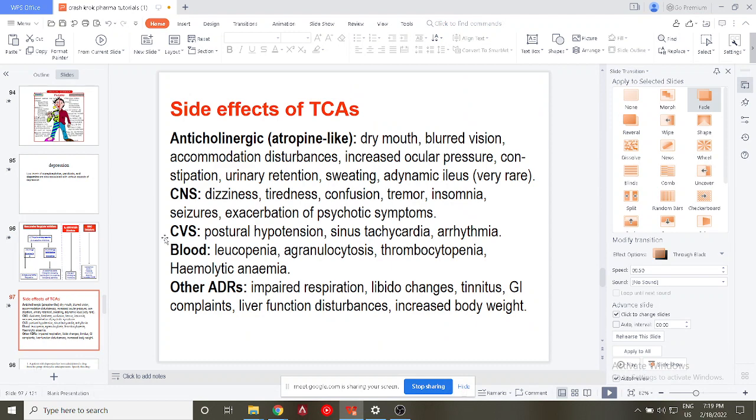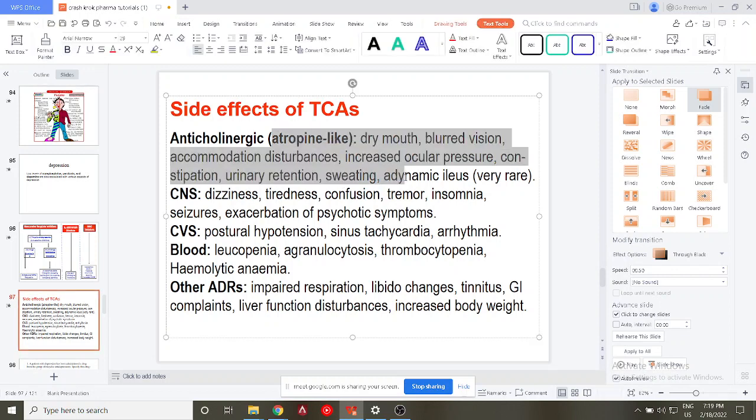So whenever you hear overdose of TCA, I want you to think of atropine. So it has the same effect as anticholinergic drugs. So you're going to get dry mouth, blurred vision, increased ocular pressure, constipation, urinary retention. So you can see it has all the symptoms of atropine overdose. Everything is the same. So side effect of TCA is like atropine overdose. So it's very easy for you to remember.